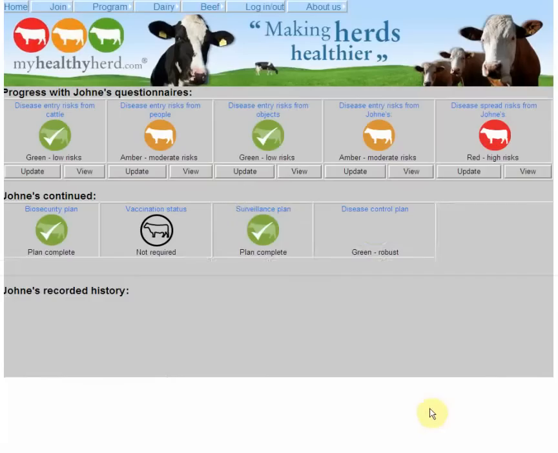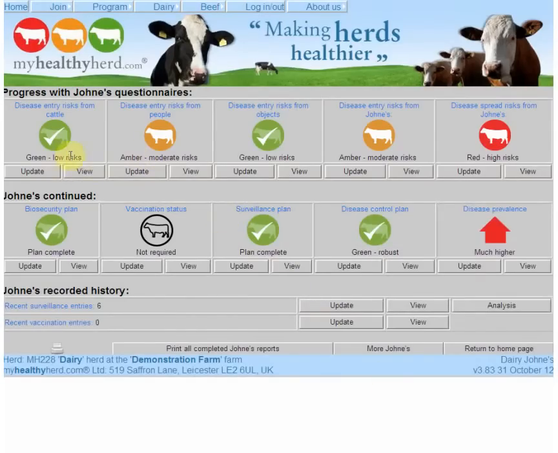Okay, so we go back to the progress page. We can see here, after answering those 14 questions, we've performed a comprehensive general risk assessment for disease entry for the farm. Now, every disease has its own set of risks, and the next thing we're going to do is to perform a risk assessment specifically relating to Johne's disease.